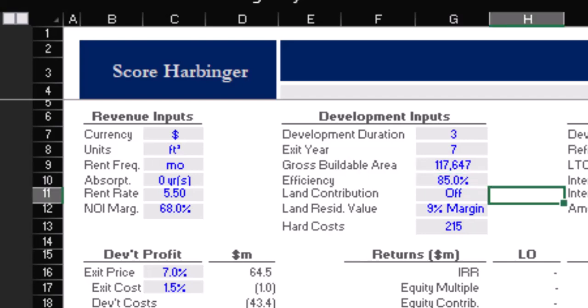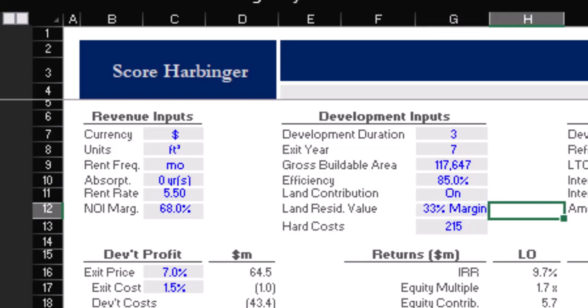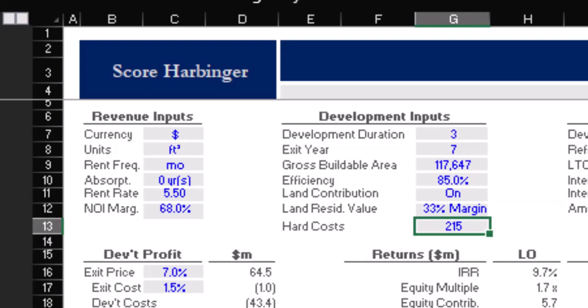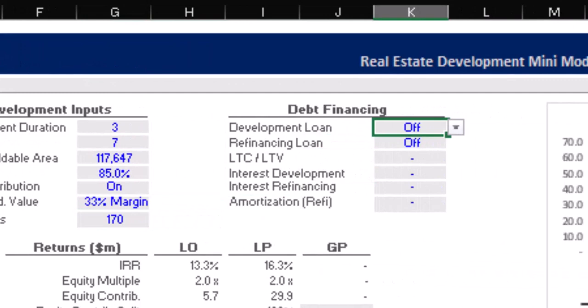Regarding the land, we can choose whether we would like the land to be contributed or purchased. In this case, we'll opt for the contribution option. We're going to target a 35% development profit margin. Let's assume that hard costs before inflation, value-add tax, or goods and services tax amount to $170 per square foot of gross buildable area. Regarding the debt financing assumptions, we'll activate the development loan and the refinancing loan.